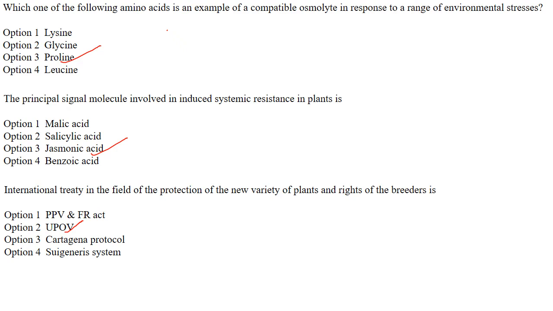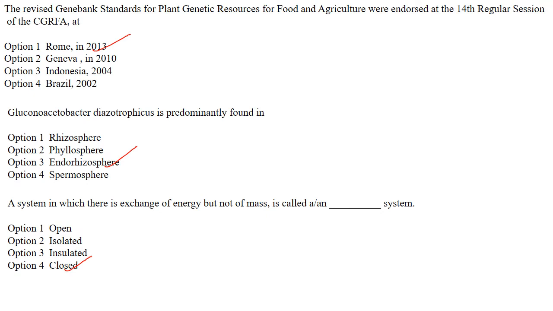Then international treaty in the field of the protection of the new variety of plants and rights of the breeder is UPOV, International Union for the Protection of New Varieties of Plants. UPOV. Then the revised GenBank standards for plant genetic resources for food and agriculture were endorsed at the 14th regular session of the CGRFA at Rome in 2013.